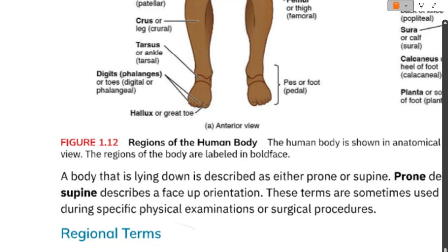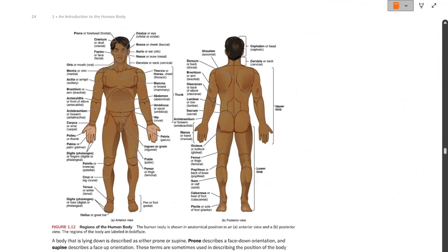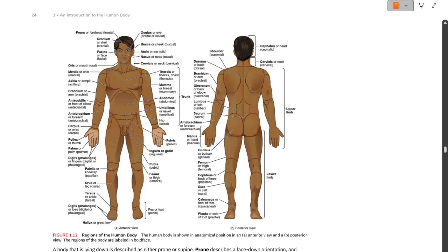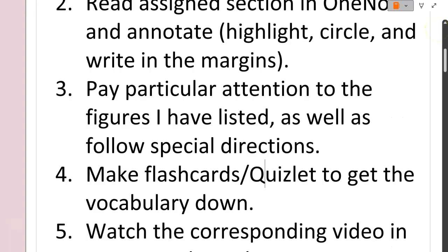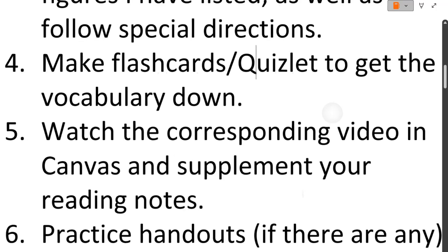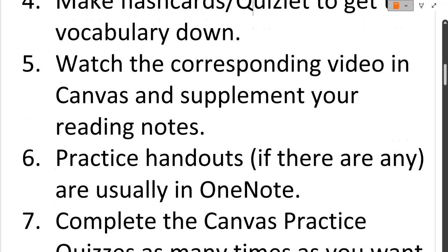All right, there's figure 1.12, regions of the human body. This is the figure that you need to pay really close attention to. Okay, and make flashcards on these terms. The next step is make flashcards or a Quizlet to get the vocabulary down, watch the corresponding video in Canvas, and supplement your reading notes.